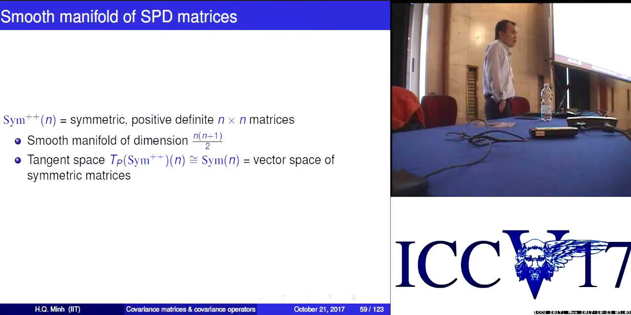As a manifold, the set of SPD matrices is an open subset of the set of all symmetric matrices. And so it's a smooth manifold of dimension n times n plus 1 over 2, because we only need to represent the upper triangular part. And the tangent space turns out to be the vector space of symmetric matrices, Sym n.